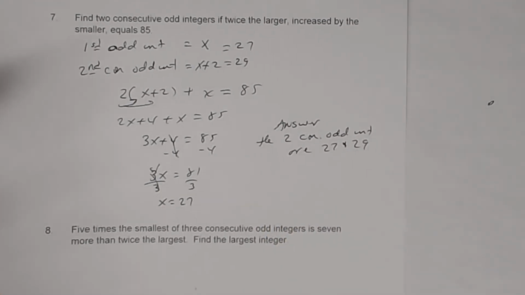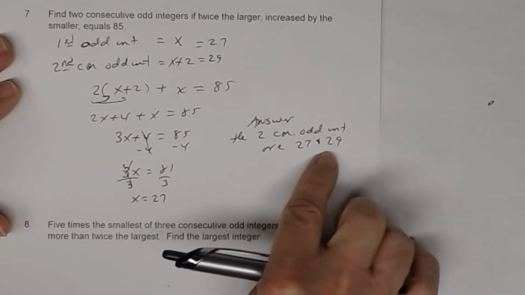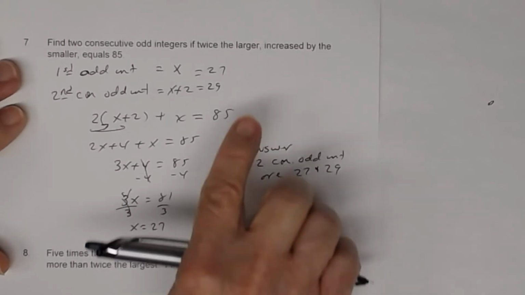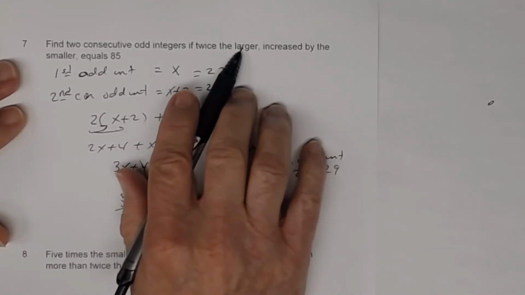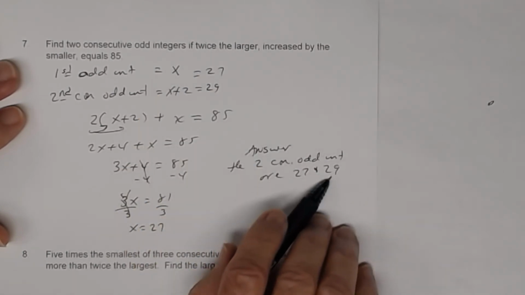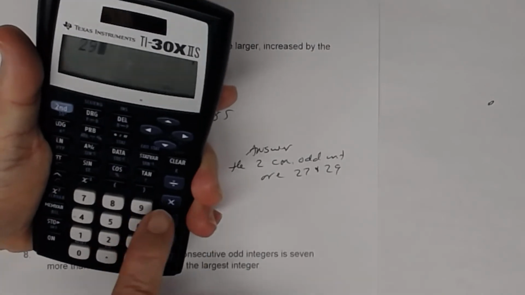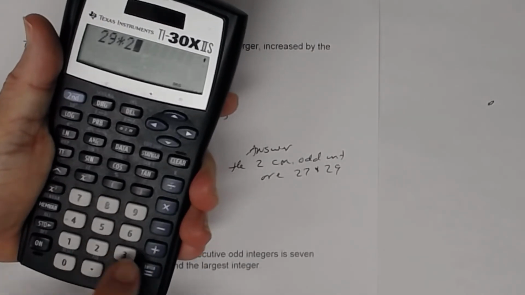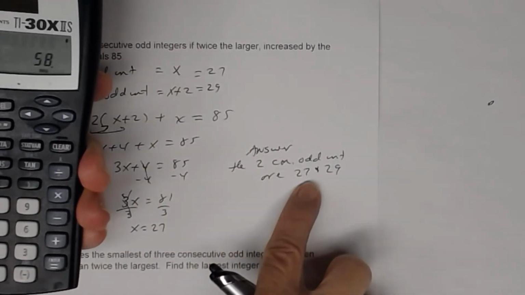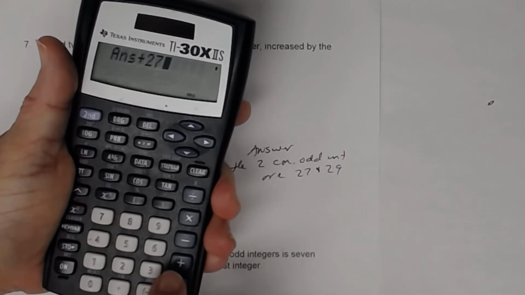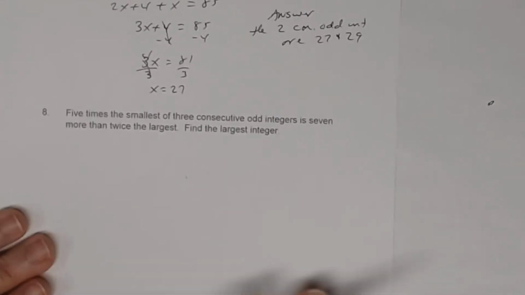All right, very simple, very simple. Now be careful, because some of you are going to say, well, if I add those, I don't get 85. Well, be careful. That's not what that's saying. That's saying if you take the larger and multiply by 2, okay, so watch. That's the larger, right? So if I multiply 29 by 2, okay, equals, I get that, and then I'm going to increase it by the smaller. Well, the smaller is 27, so plus 27, what do you get? 85, okay?